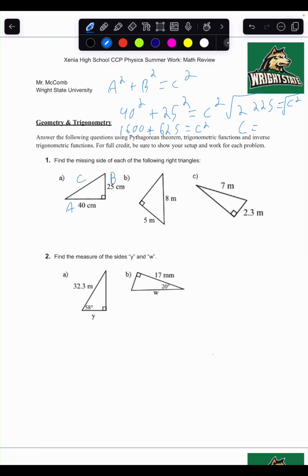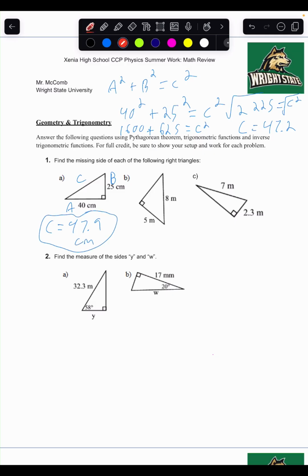So in this case, I'm just going to call this 47.2. Round to one decimal place. But I would accept 47. I'd accept 47.16, 169, whatever. Okay, so there is our answer. c is 47.2. And these are in centimeters, so that's going to be in centimeters as well.